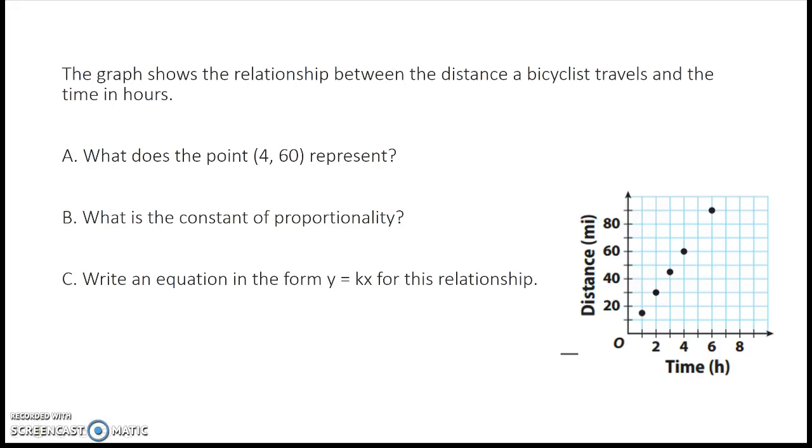All right, so the second example says the graph shows the relationship between the distance a bicyclist travels and the time in hours. So our first question says, what does the point (4, 60) represent? 4, 60 is right here. So it represents a time of 4 hours.